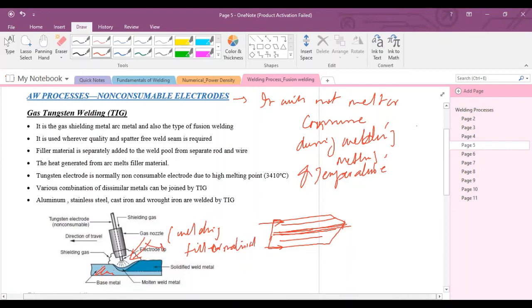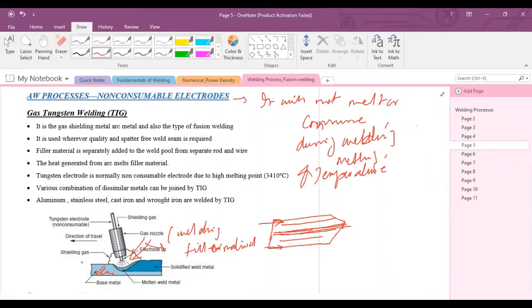Normally, aluminum, stainless steel, cast iron, and wrought iron are welded by TIG welding, and this tungsten electrode has a high melting point, around 3,500 degrees centigrade to 4,000 degrees centigrade. One special thing is that filler material is separately added to the weld pool, as I've explained in the previous processes. Normally, the electrodes act as a source of filler material, but in this process, filler material is added separately. So this is how gas tungsten arc welding works.